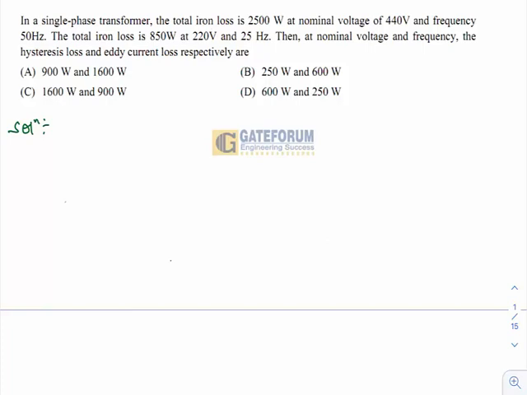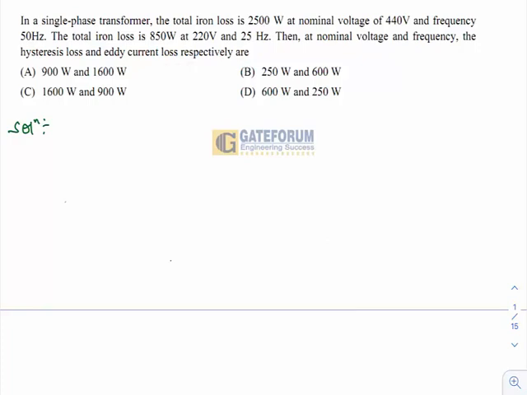In this question they are asking that in a single phase transformer the total iron loss is 2500 watt at a nominal voltage of 440 volt and 50 hertz frequency. In the other part they are saying that the total iron loss is 850 watt at 220 volt and a frequency of 25 hertz. Then at the nominal voltage and frequency, that is 440 volt and 50 hertz, they are asking what will be the hysteresis loss and eddy current loss respectively.